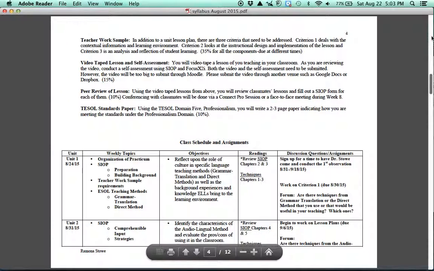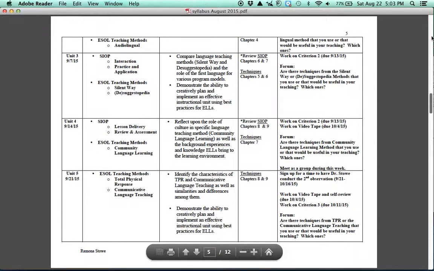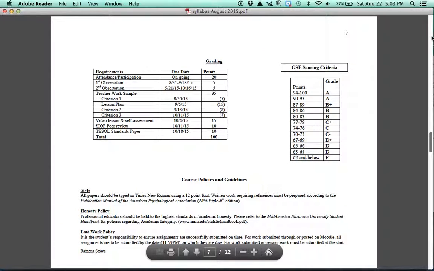So for the class schedule and assignments, make sure you take the time to read through all of those. Of course, I give you the topics, the objectives, what you need to be reading, and then the discussion questions and assignments, and those are all the way through week 8. Then for the grading, I just try to make it easy for you to find when things are due and how many points things are worth, and you can see the scoring criteria.